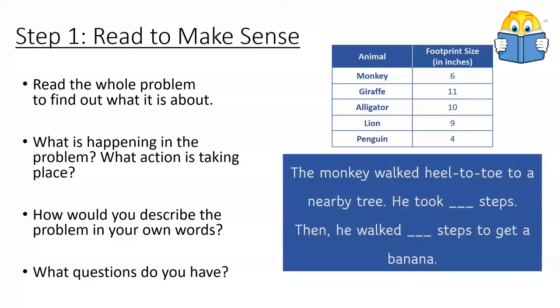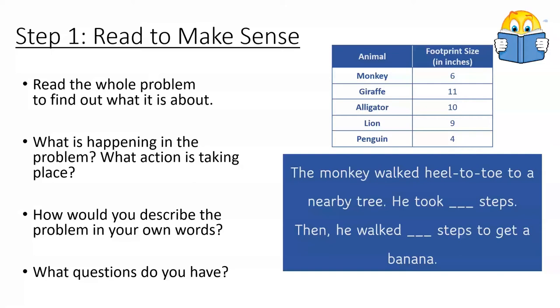So here's the problem. The monkey walked heel to toe to a nearby tree. He took some steps. Then he walked some more steps to get a banana. Now it's time to think about what is happening in this problem. What action is taking place?